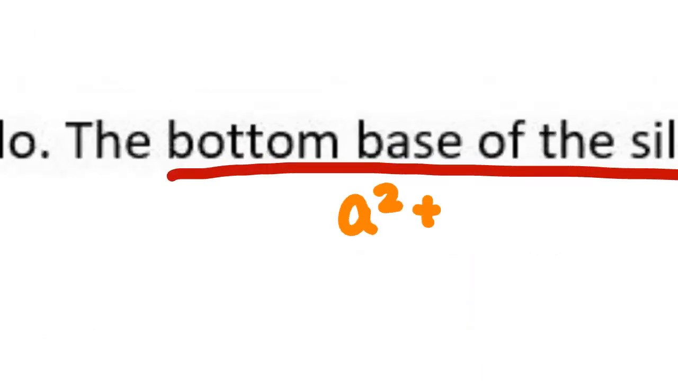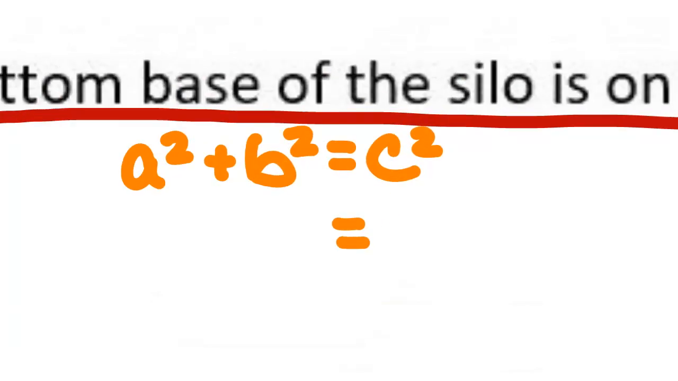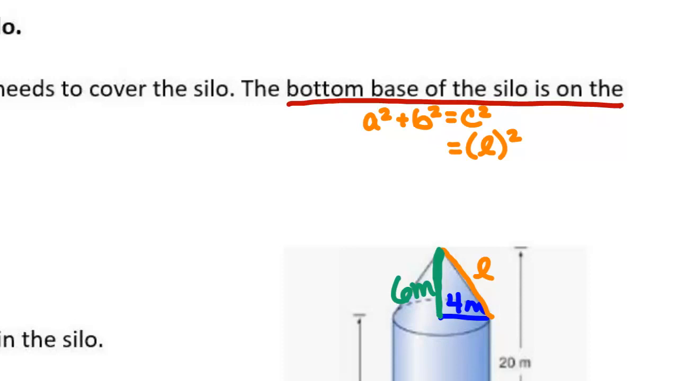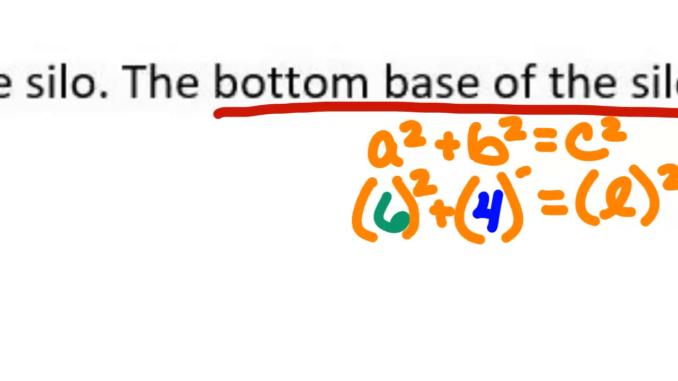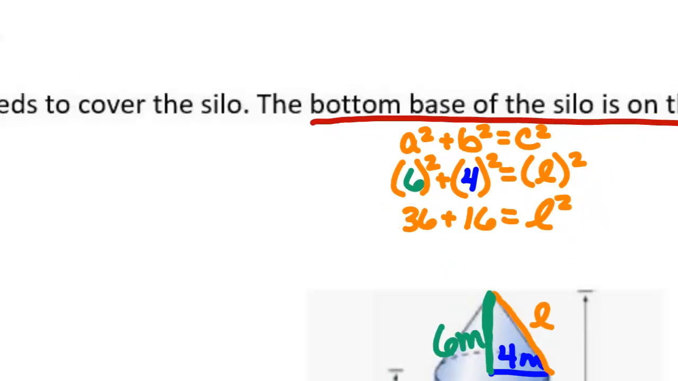A squared plus b squared equals c squared. My slant height is the hypotenuse, so we're going to put cursive L in the place of c. 6 and 4 go in the place of a and b, doesn't matter which is which. So I have 6 squared plus 4 squared equals my slant height squared. So 36 plus 16 equals slant height squared.